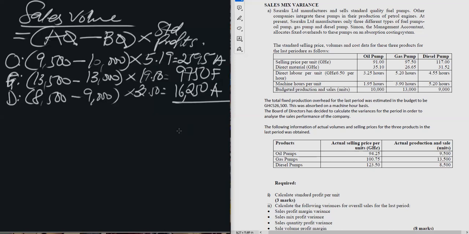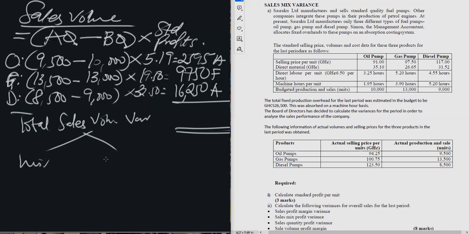Okay, so when you put all together, this gives you a total sales volume variance, which will be broken down now into the sales mix and sales quantity, just like mix and yield. So when I put this together, I have 16,250, 2,595, 9,750, and we end up with 9,095 adverse. So the sum of our mix and quantity variances should give us that figure, right?